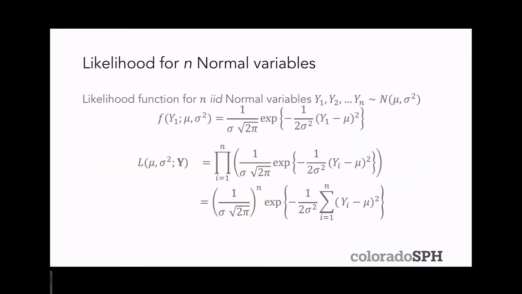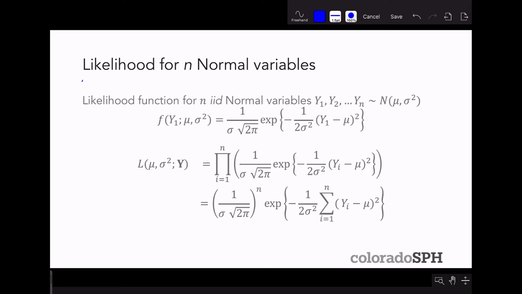So here I've actually written out the likelihood for n normal variables. So say you have n variables that each are identically distributed with a normal distribution with mean mu and variance sigma squared. For any single one of those y variables, the PDF looks like this. This is the normal PDF for something with mean mu and variance sigma squared. Then to get the likelihood, you just multiply each of those together for each of the n values.